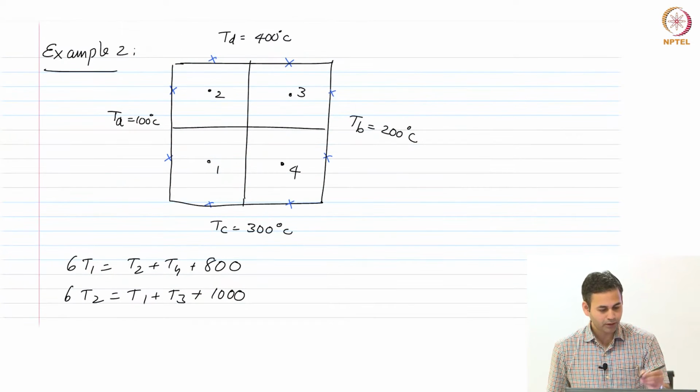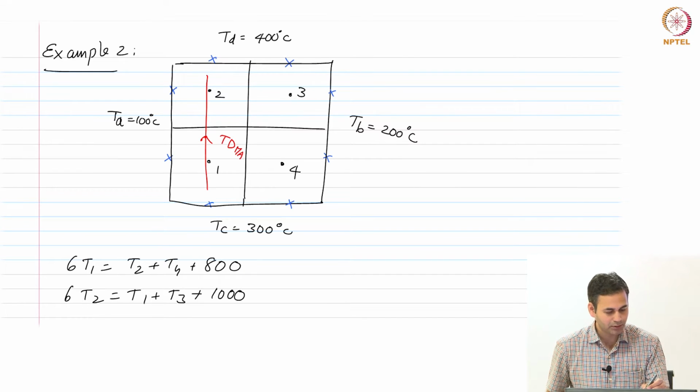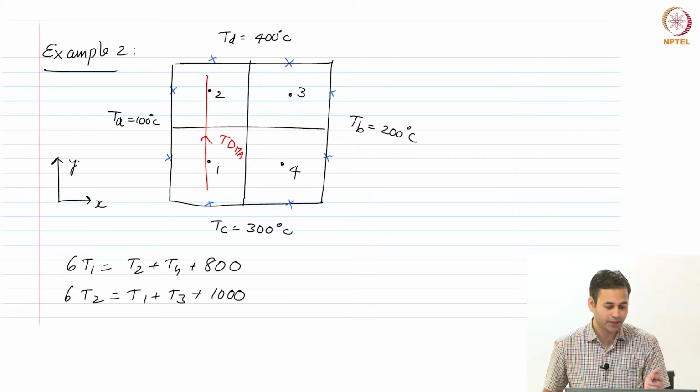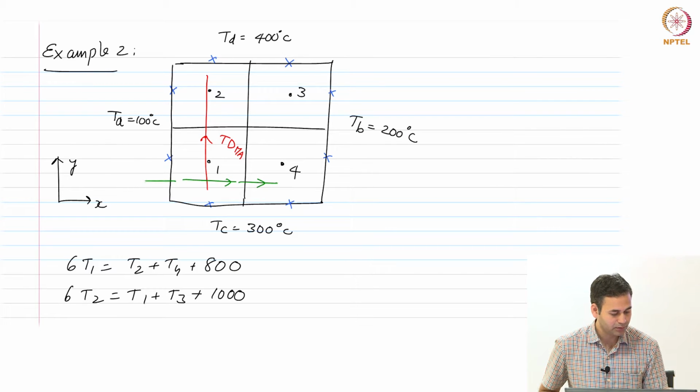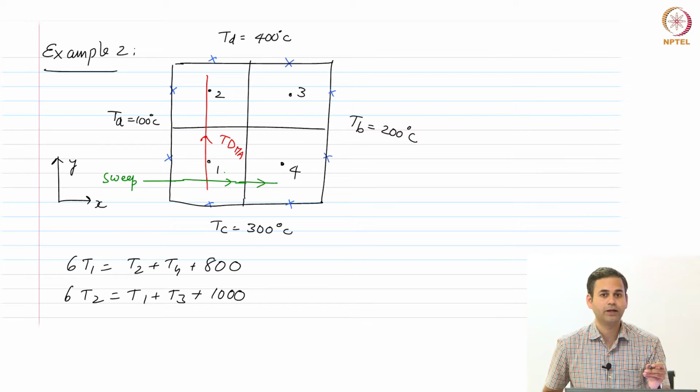Now, we are deciding that we want to do TDMA along the y direction. So, this is our x and this is our y direction, and the sweep direction would be your x direction. So, this would be your sweep direction, and the y direction would be your TDMA direction.